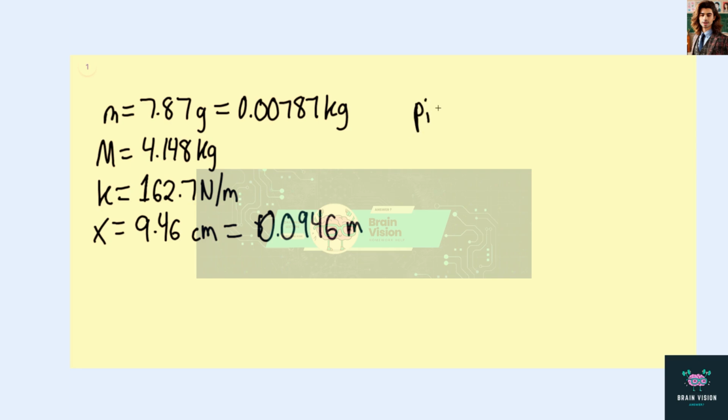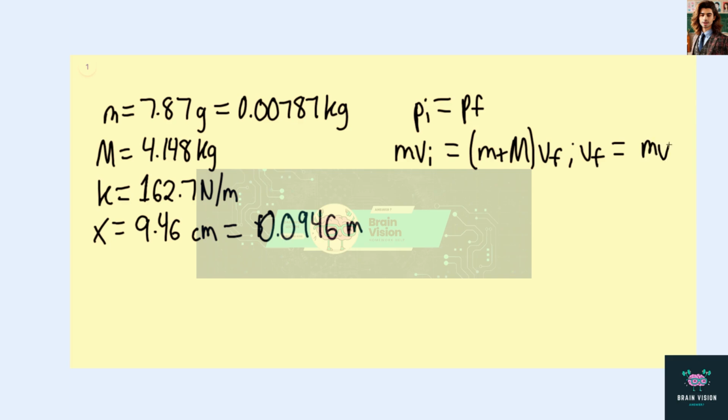So at this point, we can use the law of conservation of momentum and say that momentum initial equals momentum final. So we can say that m v initial is going to be equal to (m plus capital M) v final. So we can simply solve for v final and say v final is going to be equal to m v initial divided by m plus M.